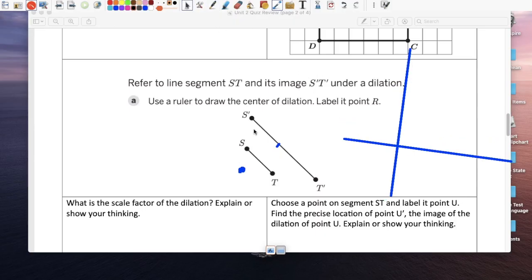All right, so look at this distance right here. Then look at this distance right here. Does the second one look like double the first one? It does, doesn't it? As best as I can tell. So if I were to guess on a scale factor, I'd say the scale factor would be 2 because it got doubled, and here would be my center of dilation.